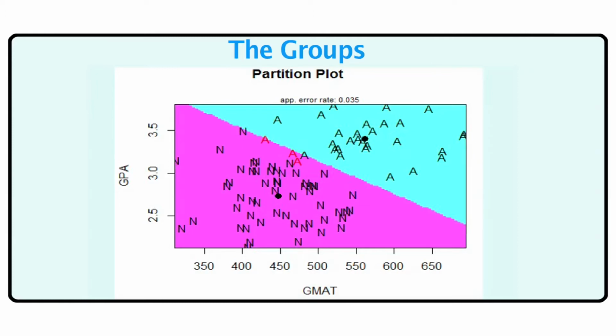But if you see this line here, if you shift the line a little downwards, probably all the A's would go into the blue region, but then some of the N's would also go into the blue region. So with a linear discriminant function, you may not always be able to distinguish correctly all the observations. There would be some misclassification, and the aim should be to minimize the misclassifications as far as possible.